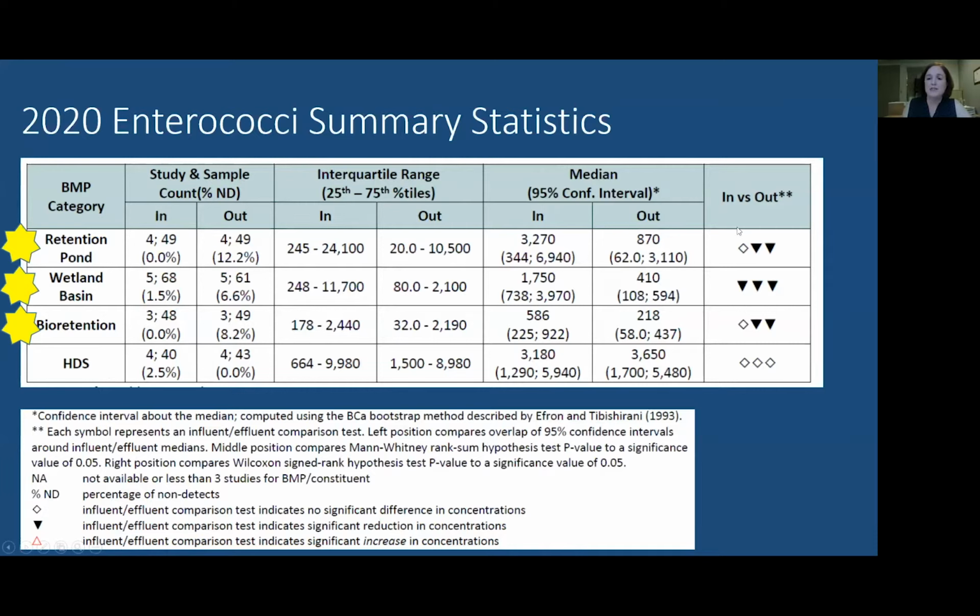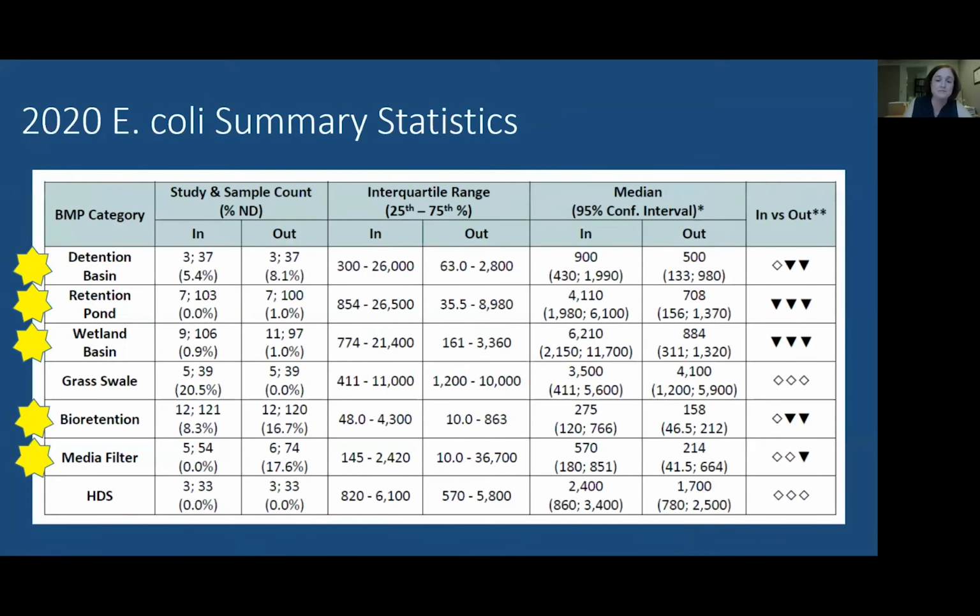And basically what we see here is that the retention ponds, the wetland basins, the bioretention all provide statistically significant reductions of Enterococcus. Now, one of the problems we see, though, is that the effluent concentrations are pretty high. They're significantly elevated above the stream standard for Enterococcus, which is in the low 30s. And so although we're seeing benefit from stormwater BMPs, we're not seeing something that would result in an end-of-pipe attainment of a standard.